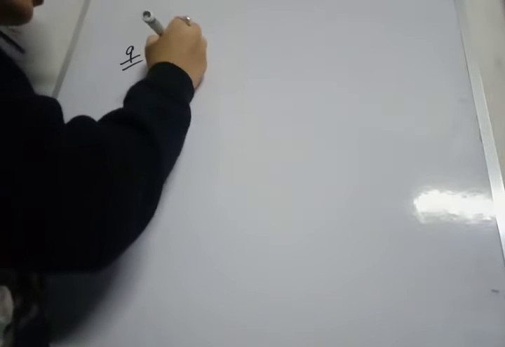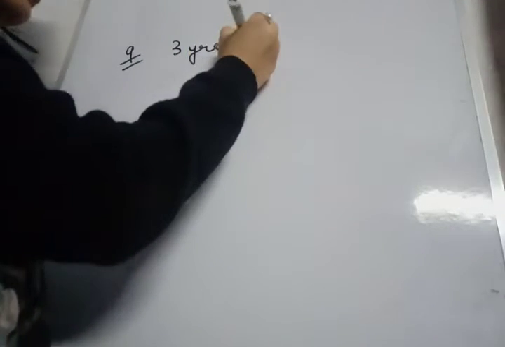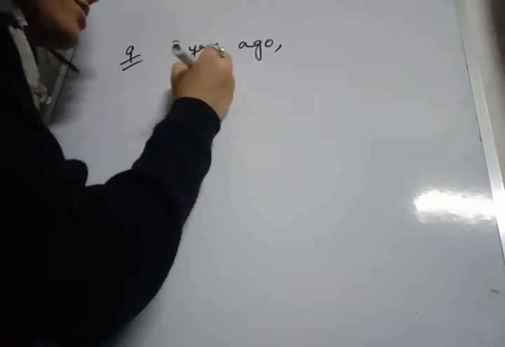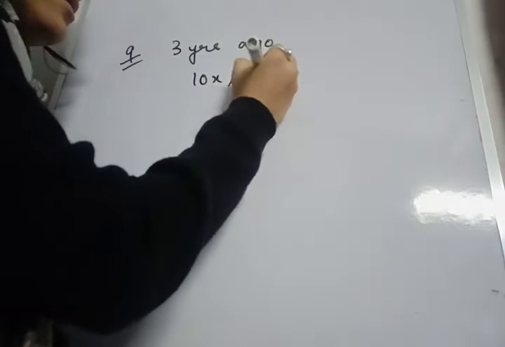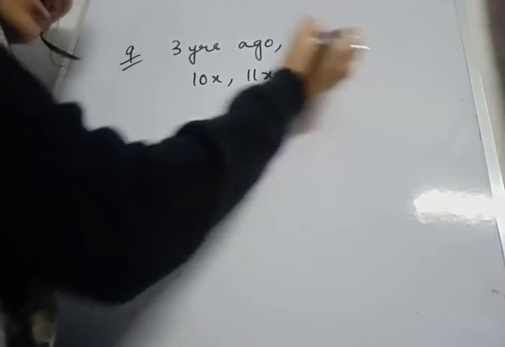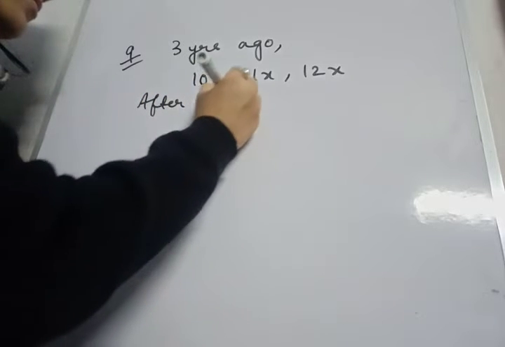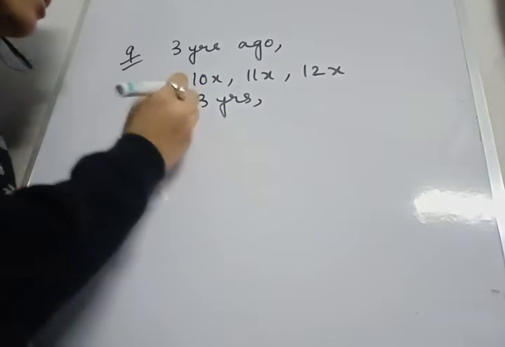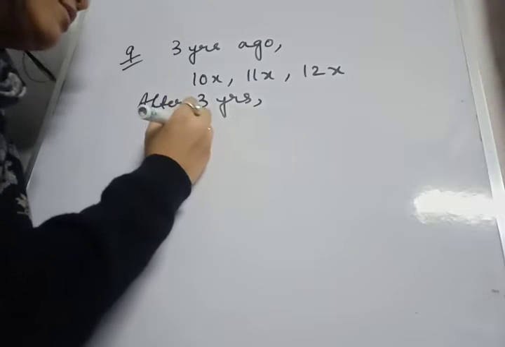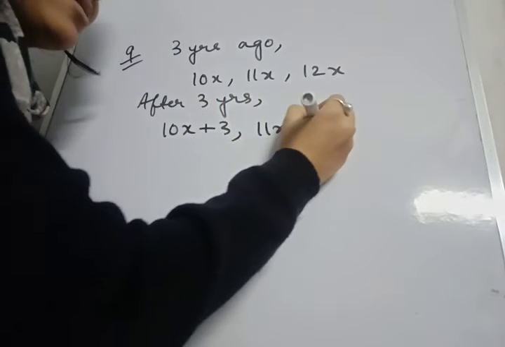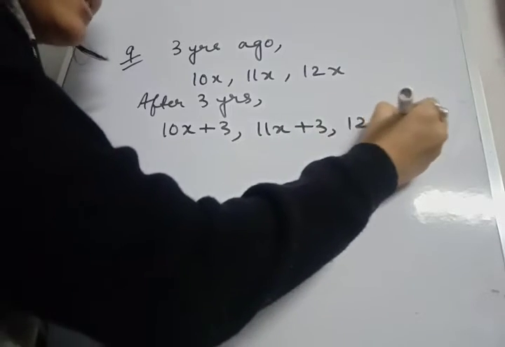Sum number 9. So 3 years ago, their ages were how much? Ages were 10x, 11x, 12x. After 3 years, we have to add 3. So 10x plus 3, 11x plus 3, 12x plus 3.